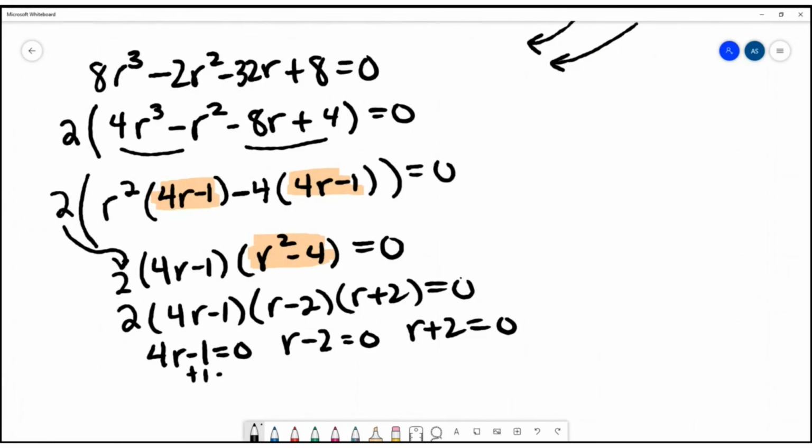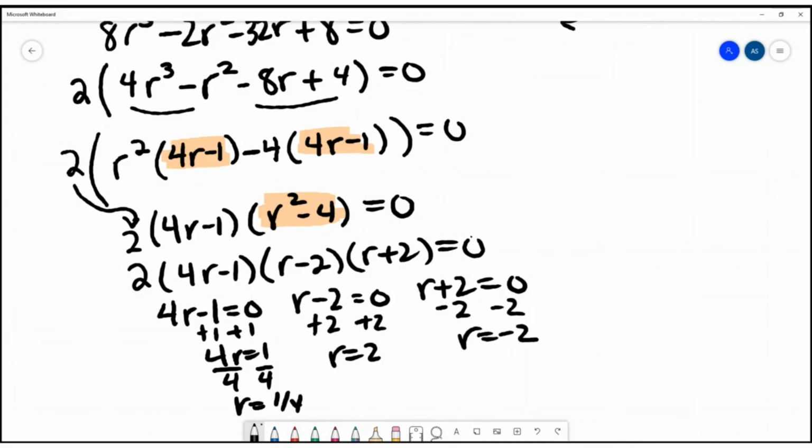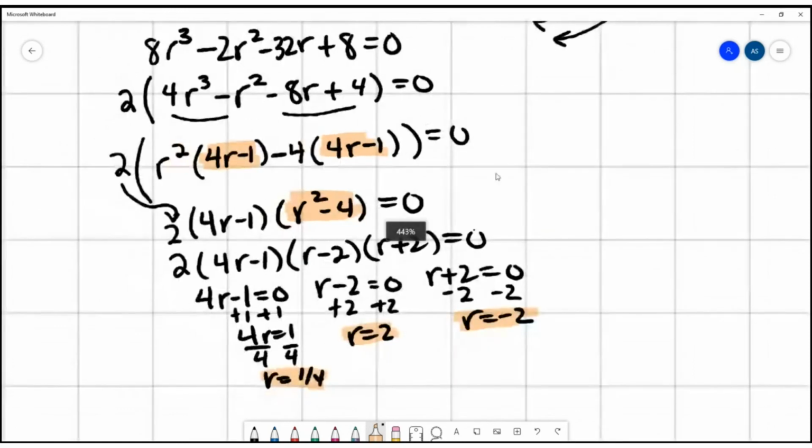I'll add 1 to both sides. We get 4r equals 1. Divide by 4, and r equals 1/4. I'm going to add 2. We get r equals 2. I'll subtract 2 and get r equals negative 2. This gives me 3 solutions to our equation: 1/4, 2, and negative 2.